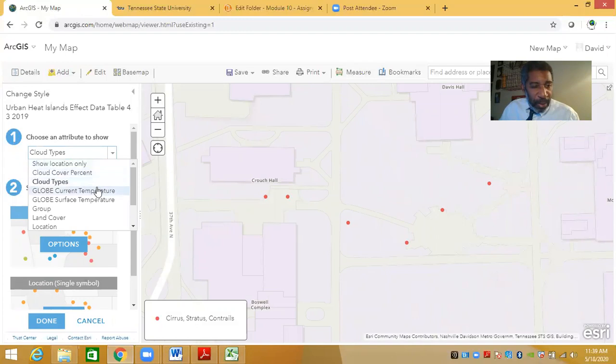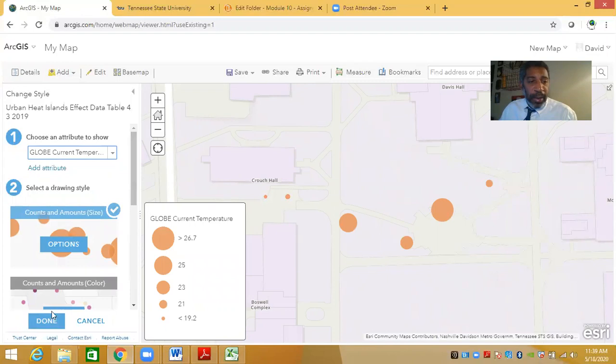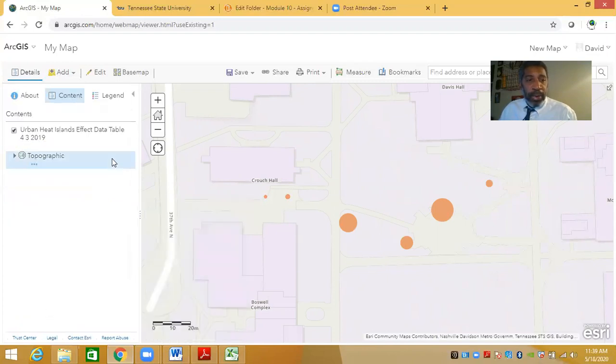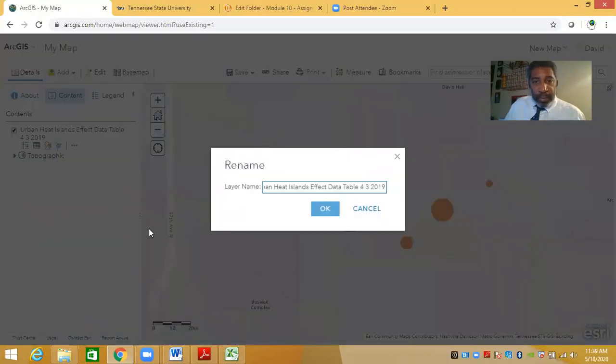So the first thing we want is the current temperature data, and we see the symbology there. Hit done. Now, let's rename this layer current temperature, or we could call it the ambient temperature. Let's give it the scientific term.